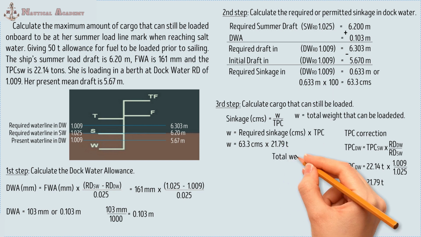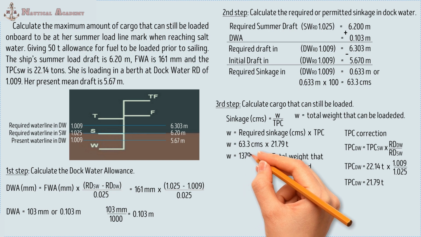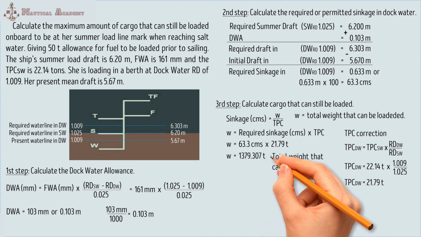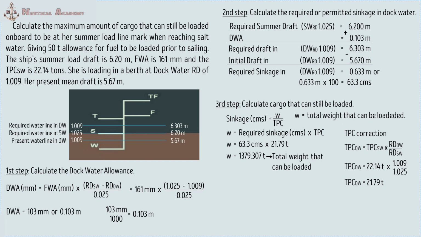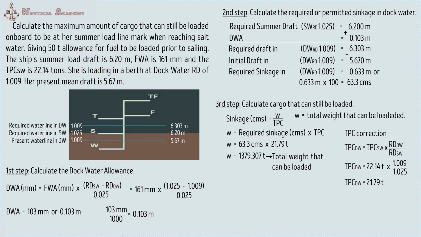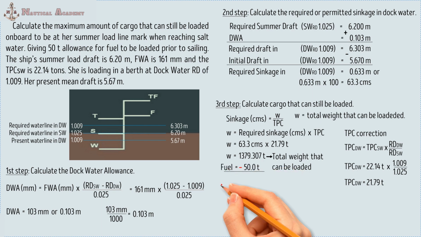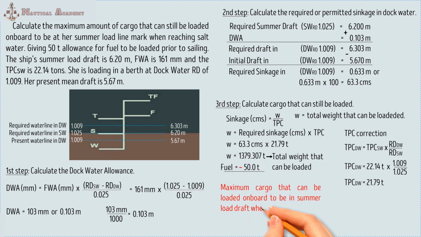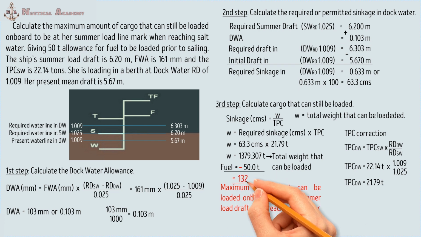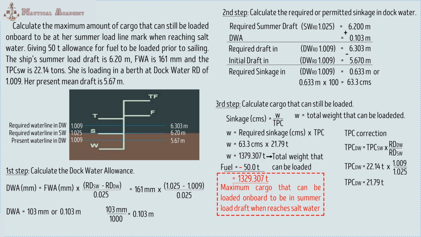The total weight that can still be loaded on board is 1,379.307 tons. If we check the problem, we will be loading 50 tons of fuel before sailing. So we will subtract 50 tons of fuel in order to find the total cargo that can still be loaded onboard, which is 1,329.307 tons.